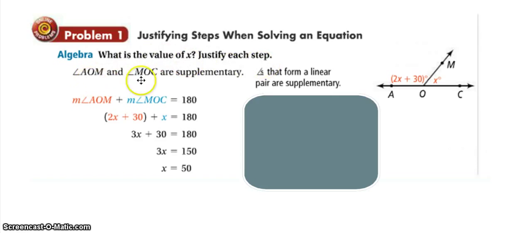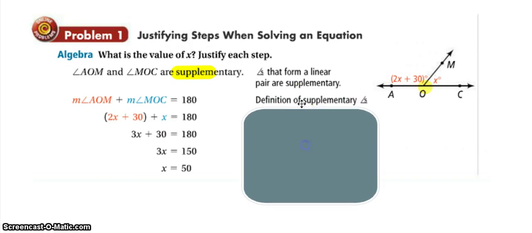So we know that AOM and MOC are supplementary, which means that they add up to 180 degrees. They don't necessarily have to share a point, but in this situation they do, our point O right there. So we can say that the two angles add up to 180. We can replace for the angles, then combine our like terms, and then we start to solve using the methods that we know. So really that's all you have to say.